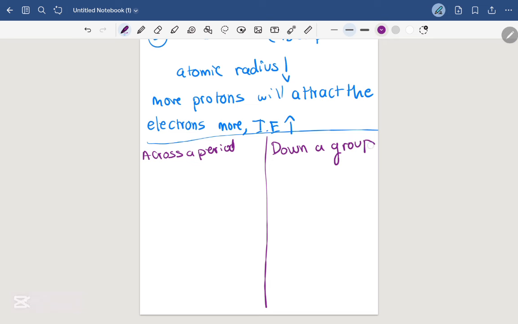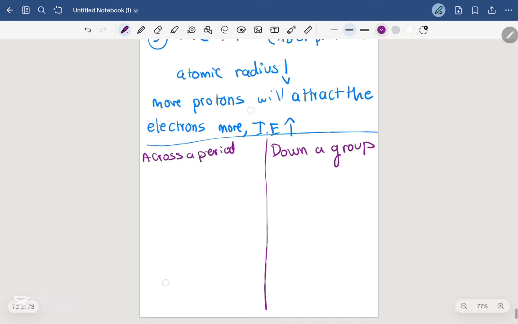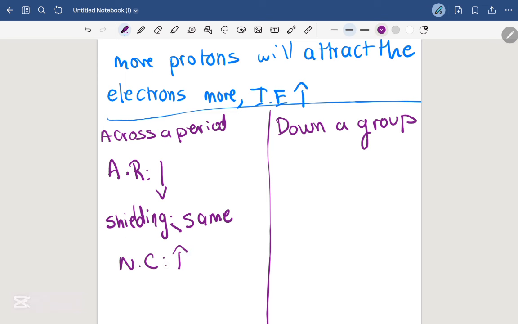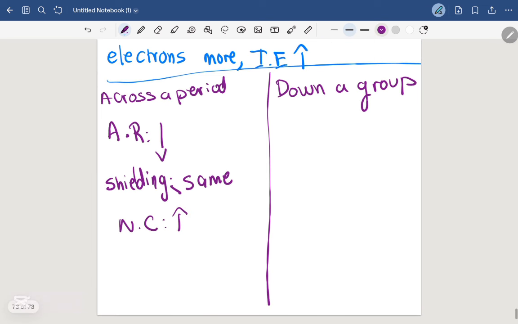So we said across a period, what happens to the atomic radius? We said as we go across the period, the atomic radius decreases. This we can get from going back in the video where we talked about atomic radius across a period. We also know that the shielding effect is literally the same. The nuclear charge increases as you go across. And as you go across a period as well, the energy level, which I'm just going to call N, what does it do? It stays the same as well.